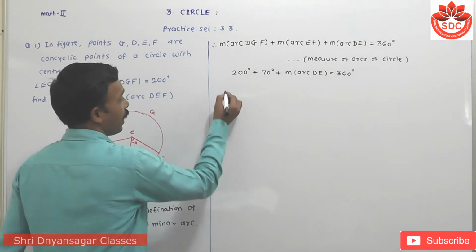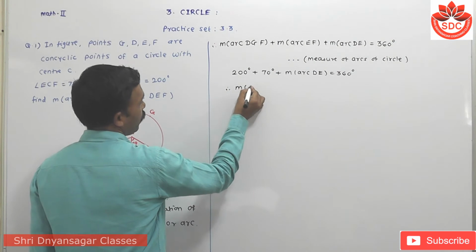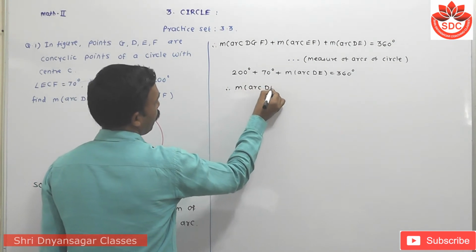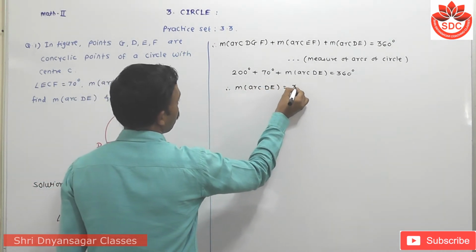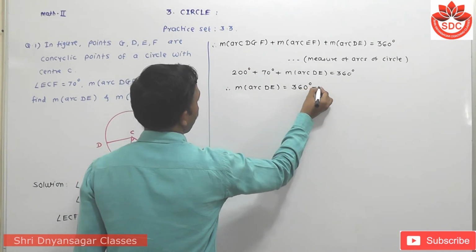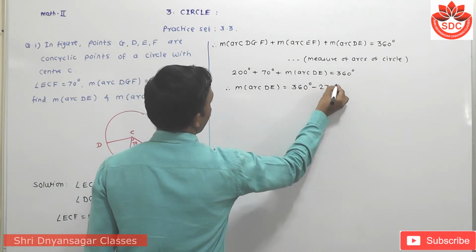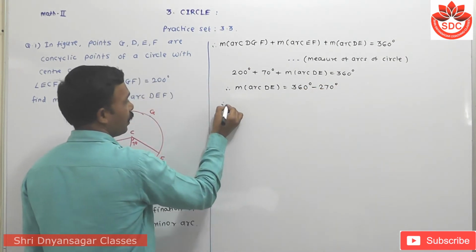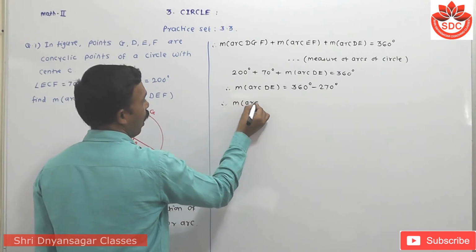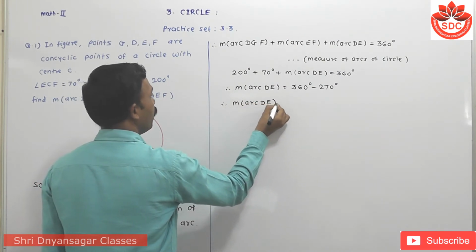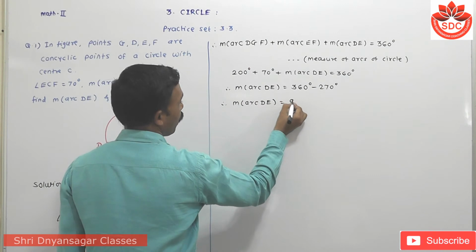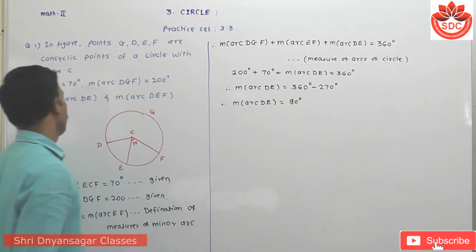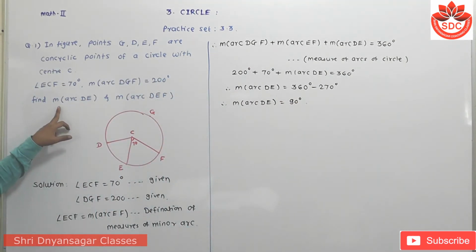Transpose directly to this side. Therefore, measure of arc DE is equal to 360 degrees minus 270 degrees. Therefore, measure of arc DE is equal to 90 degrees. That is the first value we have to find.